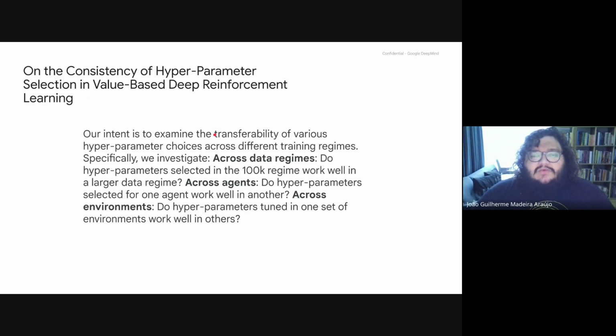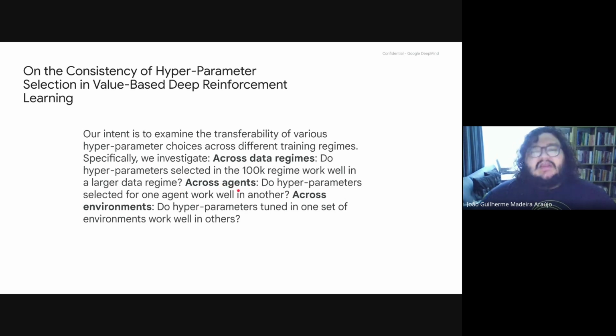Okay, and then what we looked at here was the transferability, which is related to that notion of sensitivity of these algorithm choices across data regimes. So if I have tuned my hyperparameters in a data regime, and then I'm going to keep that algorithm, keep the environment, but change the data regime, do I need to tune those hyperparameters again? Or can I just transfer them directly and things will work out?